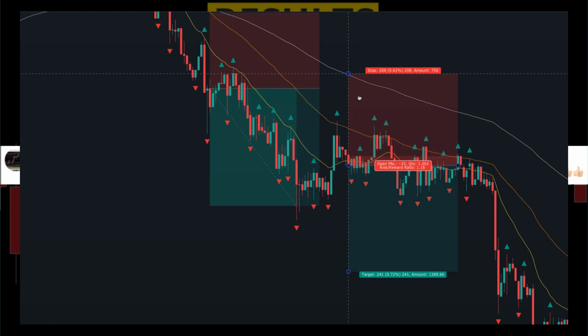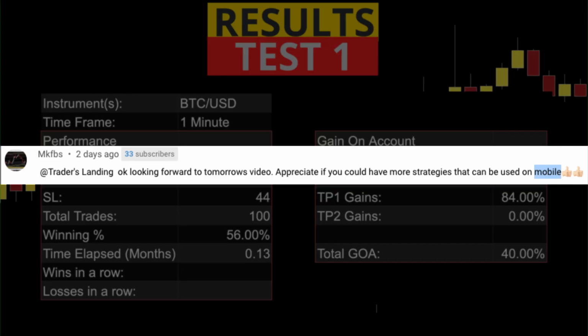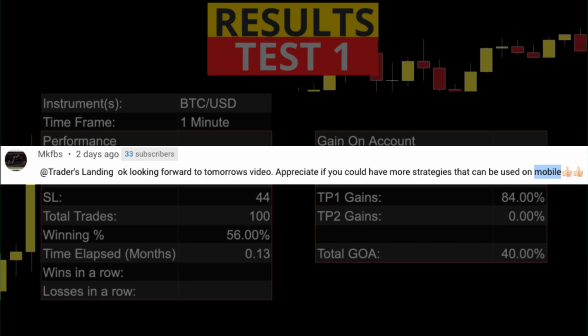I want to thank MKFBS for requesting a system that works on mobile. This was my inspiration for creating this strategy.